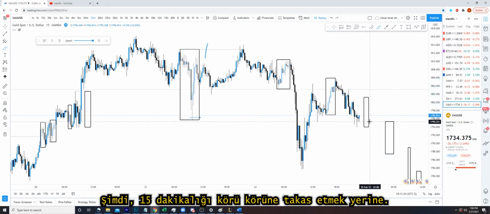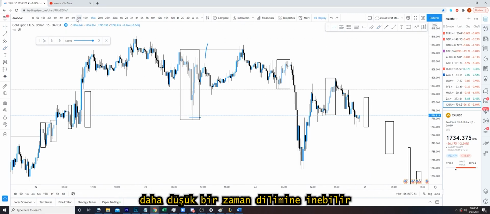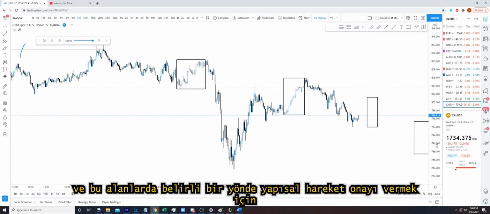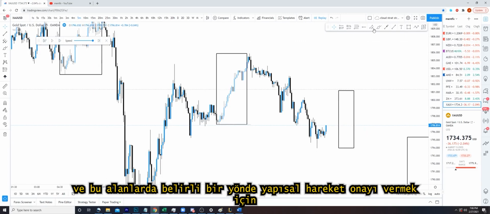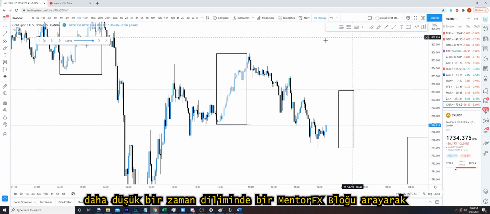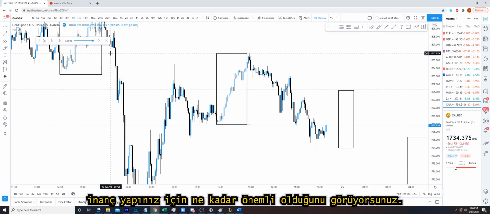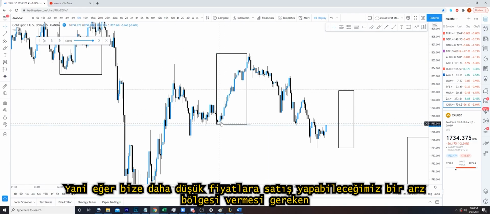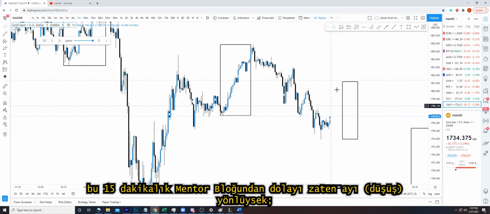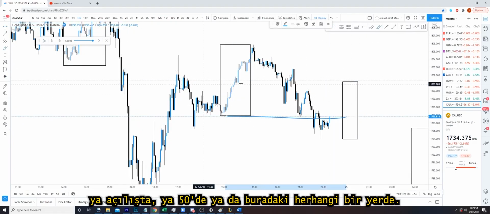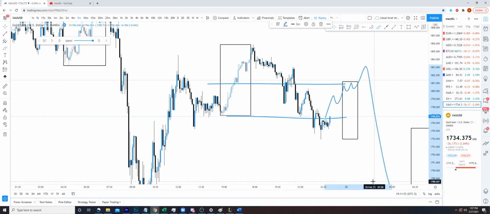Now, instead of just trading the 15-minute blindly in this case, you could get to a lower time frame and begin to watch the movements inside there, looking for a MentorFX block on a lower time frame to give you a confirmation of structural movement in a given direction. So again, this is where you're seeing how important bias is to the overall belief structure that you have around the market. So if we're already biased bearish from this 15-minute MentorFX block, that should give us a supply zone from which we can sell into lower prices, either at the open, the 50, or any place inside here, right?